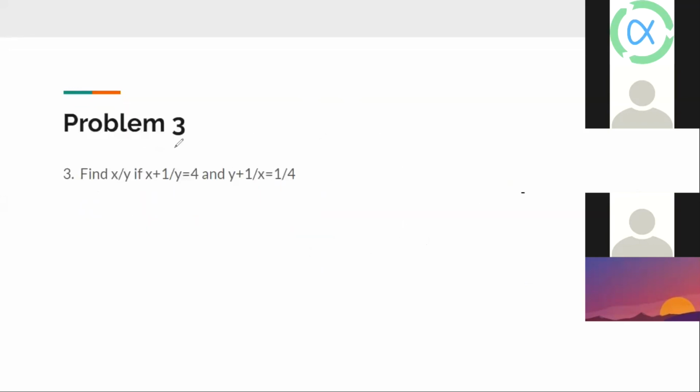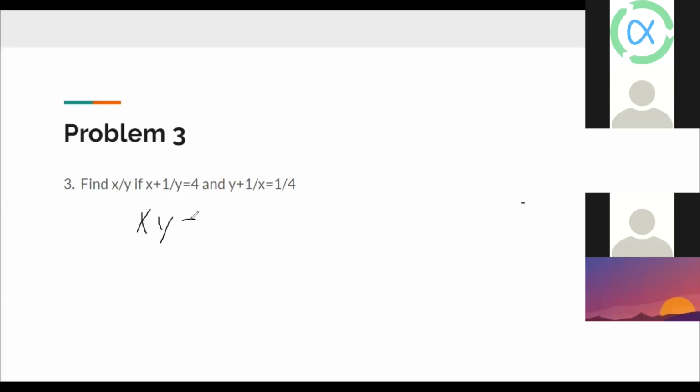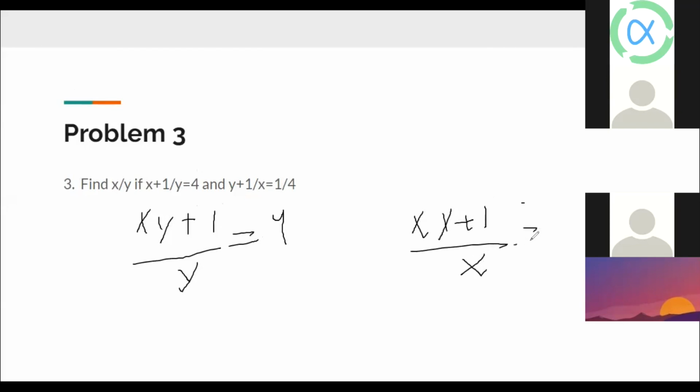Okay, so this question says find x over y if x plus 1 over y is equal to 4, and y plus 1 over x is equal to 1/4. So if you add the two fractions, you're going to get xy plus 1 over y is equal to 4. And then you're also going to get xy plus 1 over x is equal to 1 over 4.